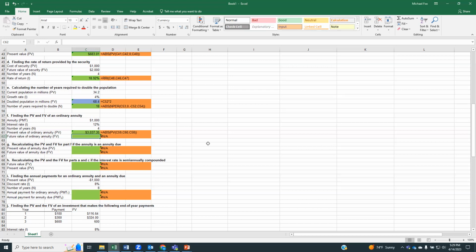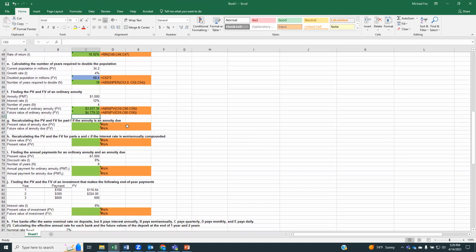So the future value would be like, hey, if I put in the absolute value of the future value, if I put in $1,000 a year at 12%, 4 periods of time, payment of 1,000. At the end of 4 years, that would be worth $4,779. So the $4,000 I put in plus $779.33 in interest.